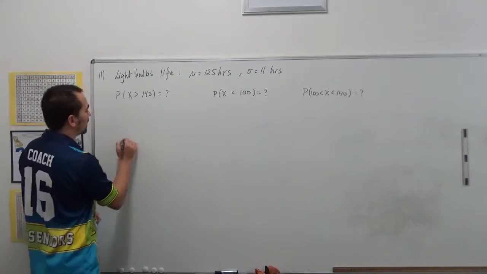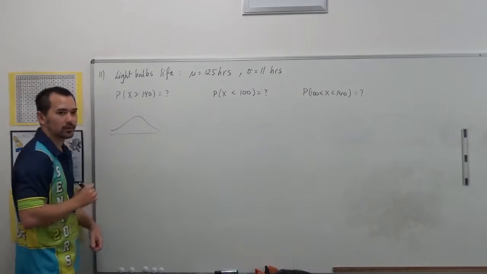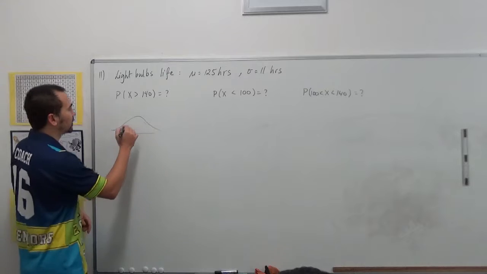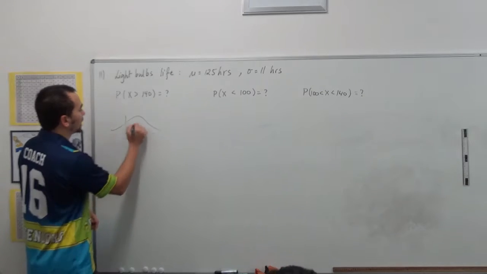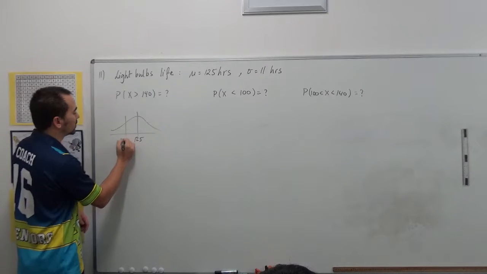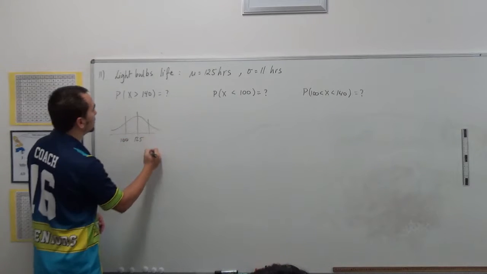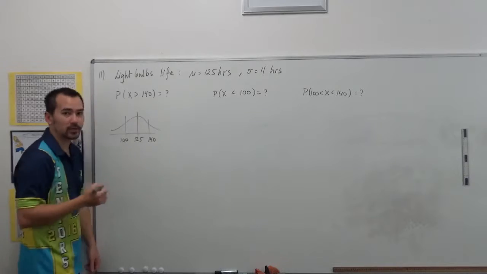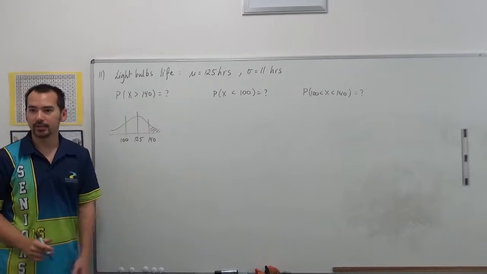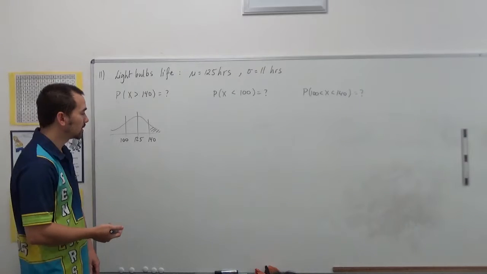So, we could graph this and use the integration and find, the mu was 125, and this is going to be 100 hours, and then 140 hours is here. Okay, you could integrate and just find that. Okay, completely legitimate. Today we're going to use tables.